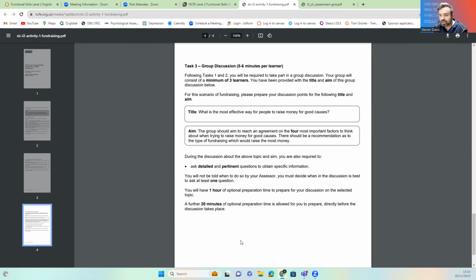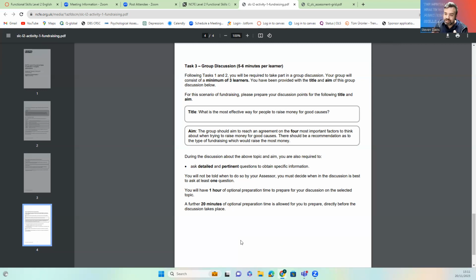And then the group should aim to reach an agreement on the 4 most important factors to think about when they're trying to raise money for a good cause. This should be recommendations as to the type of fundraising which would raise the most money. So you've got the title and then the purpose. You're then going to have that time to come together to think of 4 important factors.